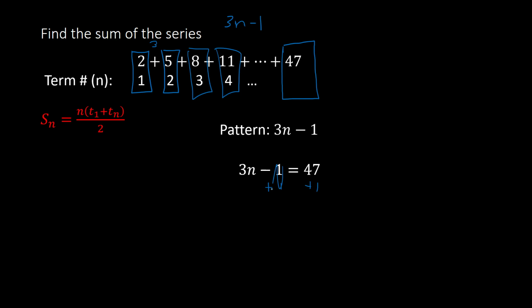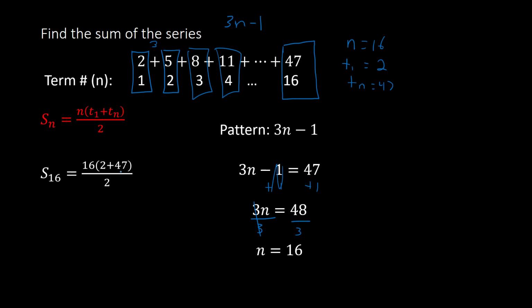I can solve this by adding 1. I get 3n equals 48. And then divide both sides by 3. We get n equals 48 over 3, which is 16. So we have 16 terms. So n is 16. And then t1 is the first term. t1 is going to be 2. And then tn is the last term, which is 47. Plug everything in. I now have 16 times (2 plus 47) over 2. So I get 16 times 49 over 2, which gives me 392.